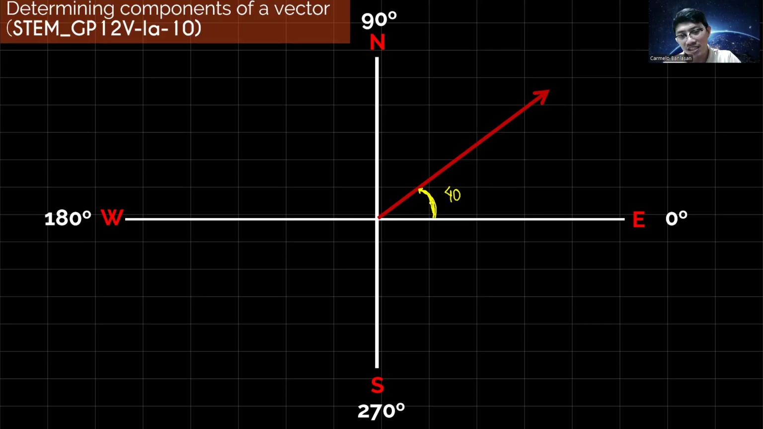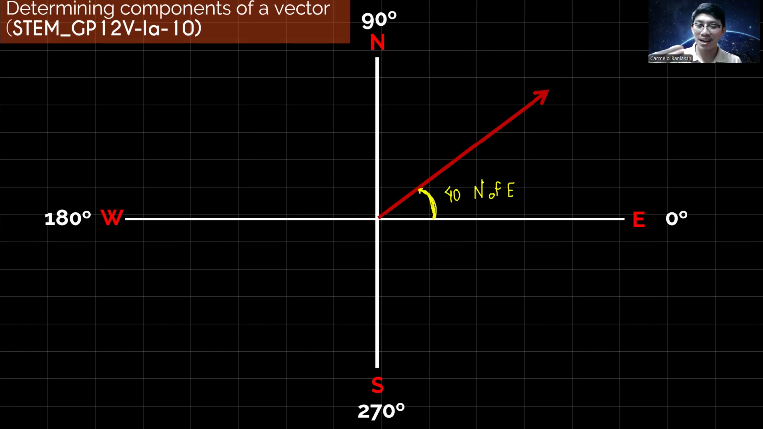Since this is with respect to the x-axis, this is 40 degrees with respect to east. So that is off east, because our reference is along the east. And this is going north. So that is 40 degrees north of east. Good.